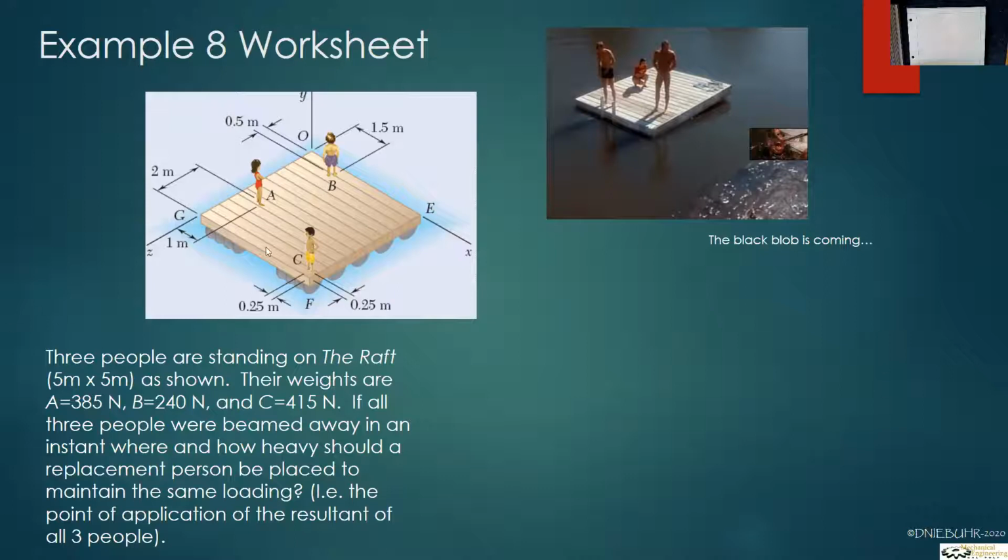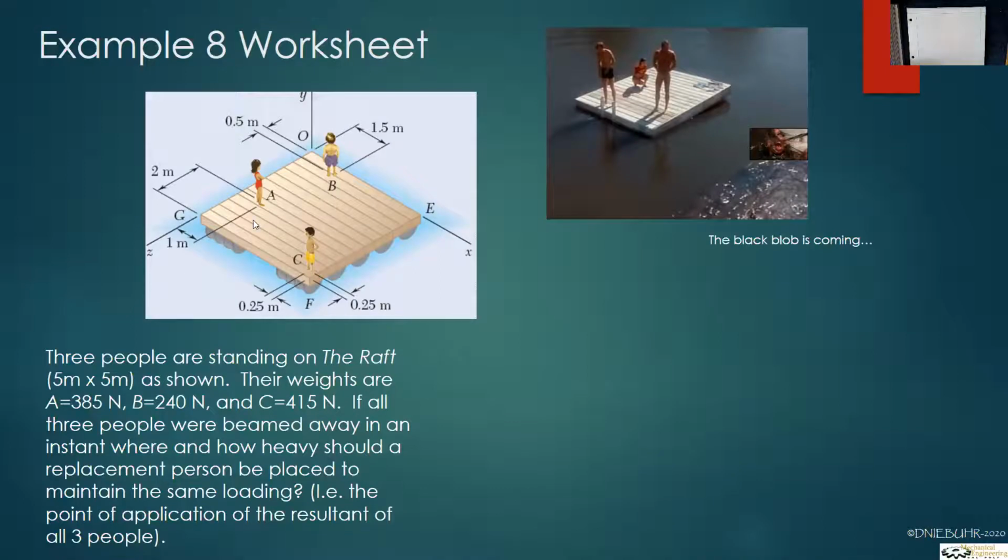Anyway, here we have our 3 people standing on there, 3 children, and we have a 5 by 5 meter raft. What we're trying to do is replace the 3 children with one single person. So if, in order to rescue 3 children from the blob, you had to leave one single person, maybe a graduate student, because there's plenty of them that can be sacrificed easily, maybe we'll put that person at this location. Where would we have to put them? That's what the calculation is.